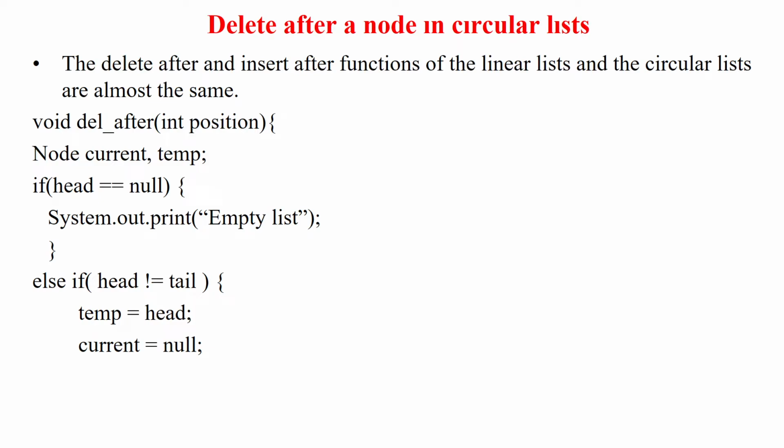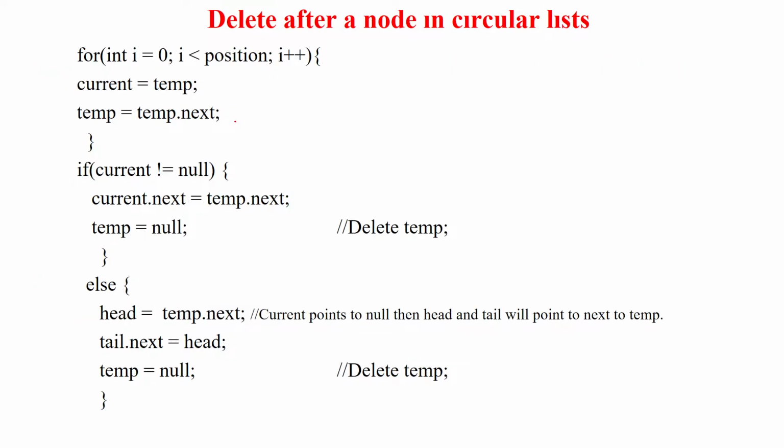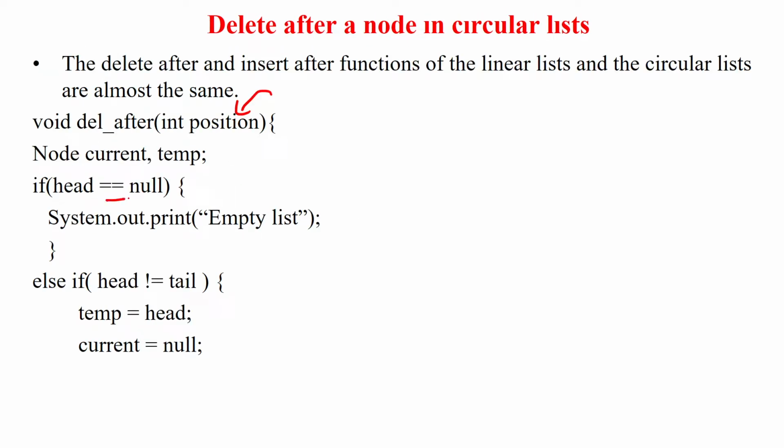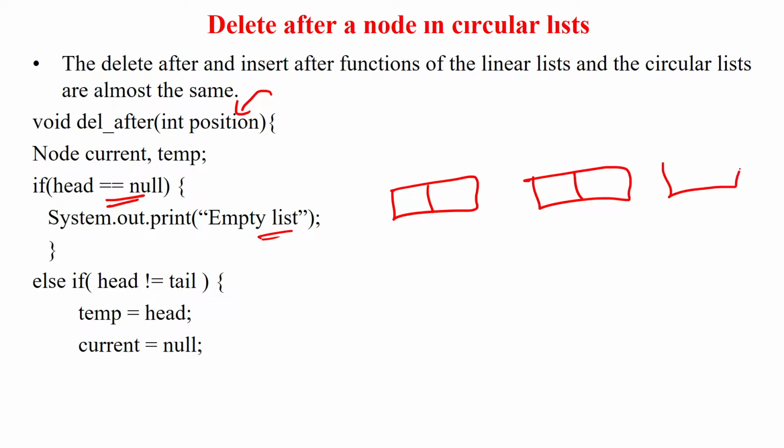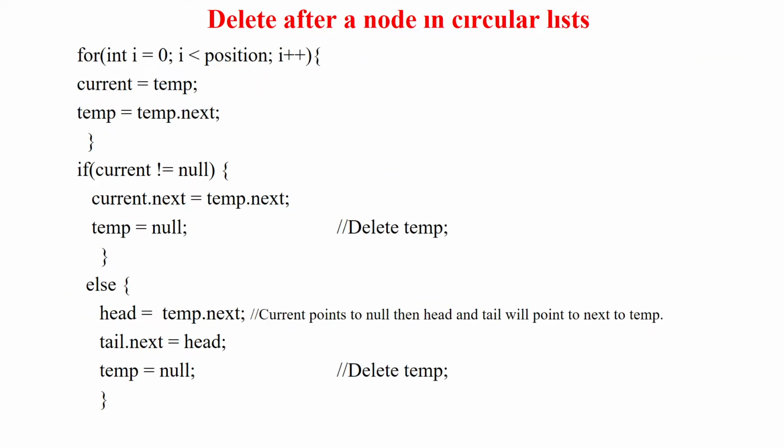For that, we have to pass the position. Initially we are checking whether the head is null or not. If head is null, automatically the list is empty. Otherwise, if head is not equal to tail, that means I have many nodes in the list. If that is the case, we assign head to a temporary variable, and current is null.